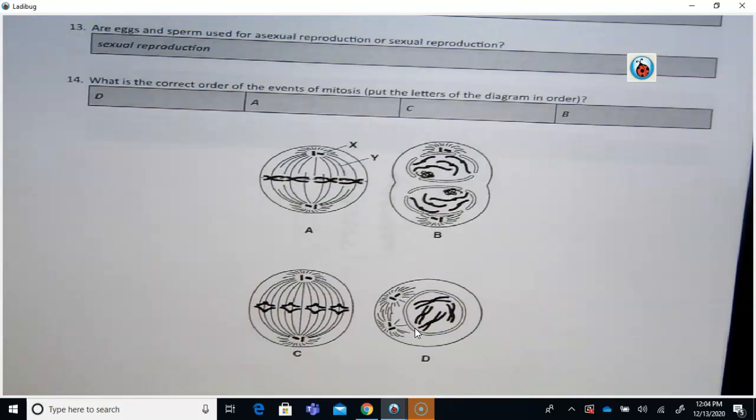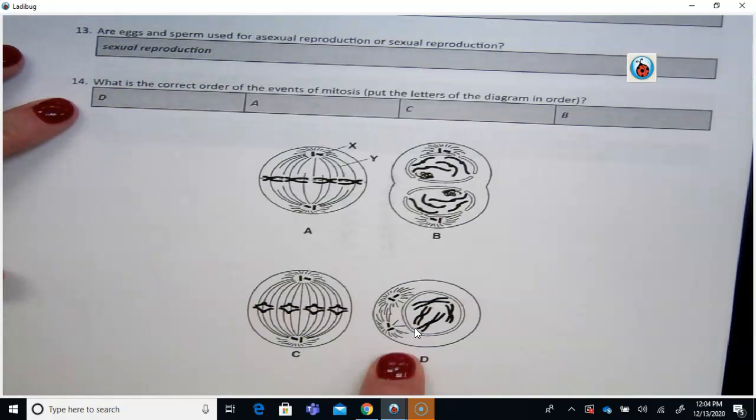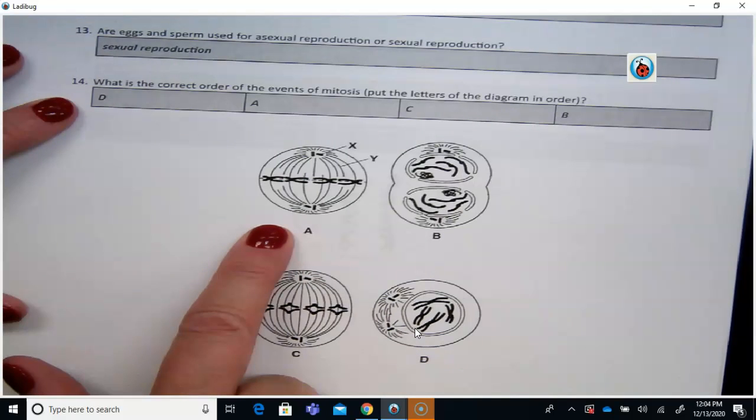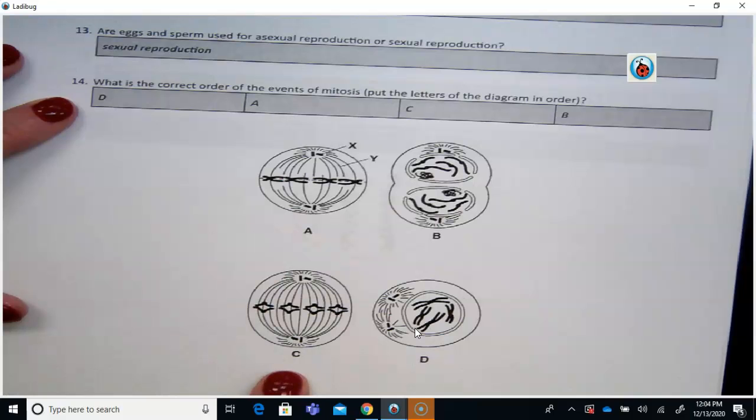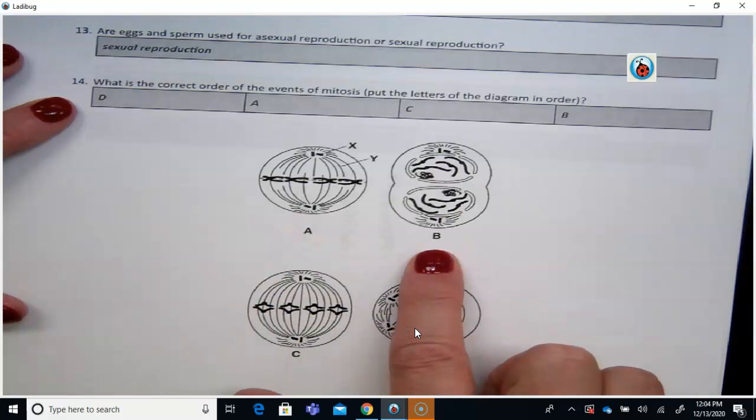Number 14, what is the correct order of the events of mitosis? Put the letters of the diagram in order. It should go D, which is prophase, then A, metaphase, then C, anaphase, and B, telophase.